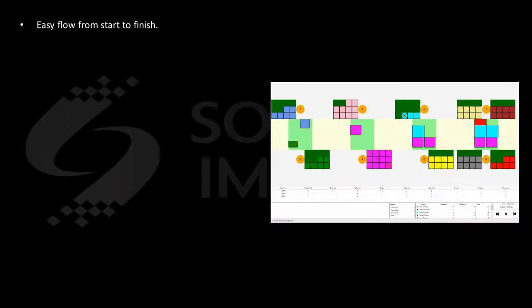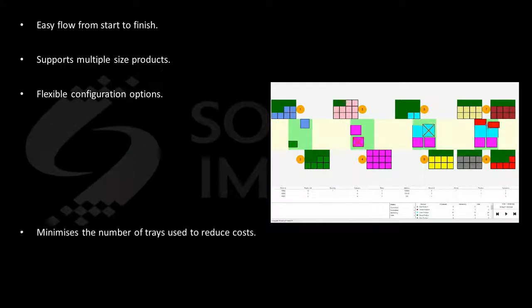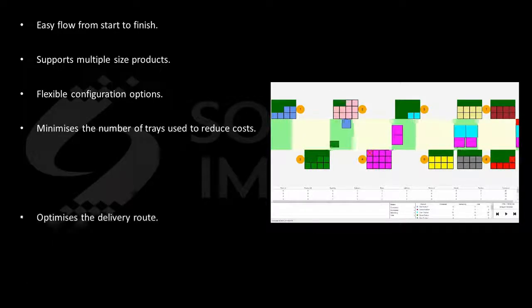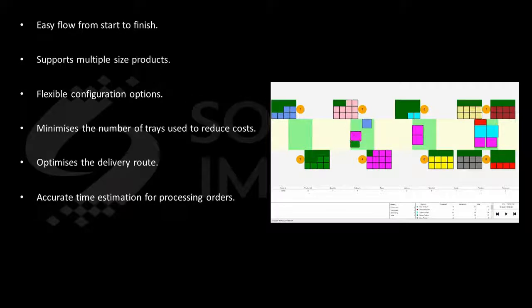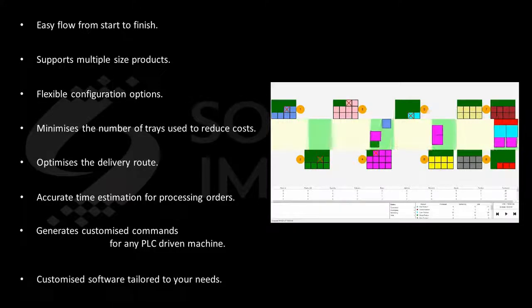In summary, easy flow from start to finish. Supports multiple size products. Flexible configuration options. Minimizes the number of trays used to reduce costs. Optimizes the delivery route, accurate time estimation for processing orders, generates customized commands for any PLC-driven machine, customized software tailored to your needs.